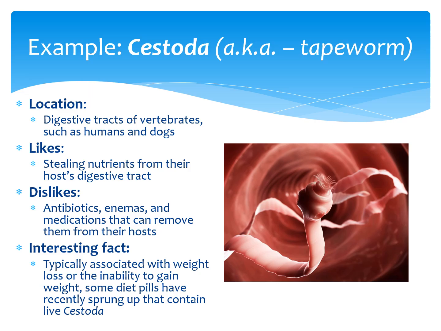The example I have for a helminth is a tapeworm or cestode. These guys are very unattractive to look at, if you can imagine with that little picture there. What's interesting about these little fellas is that they are often found in digestive tracts in humans as well as dogs.